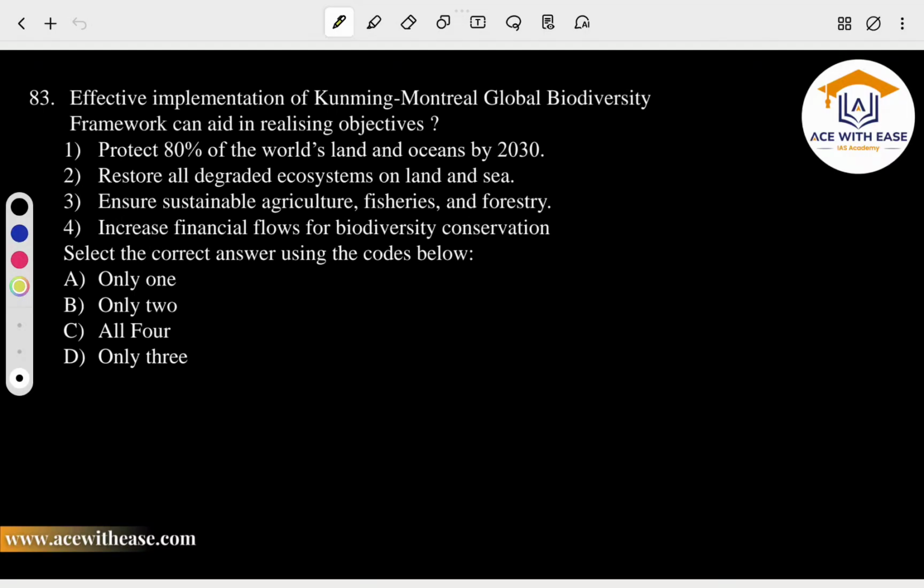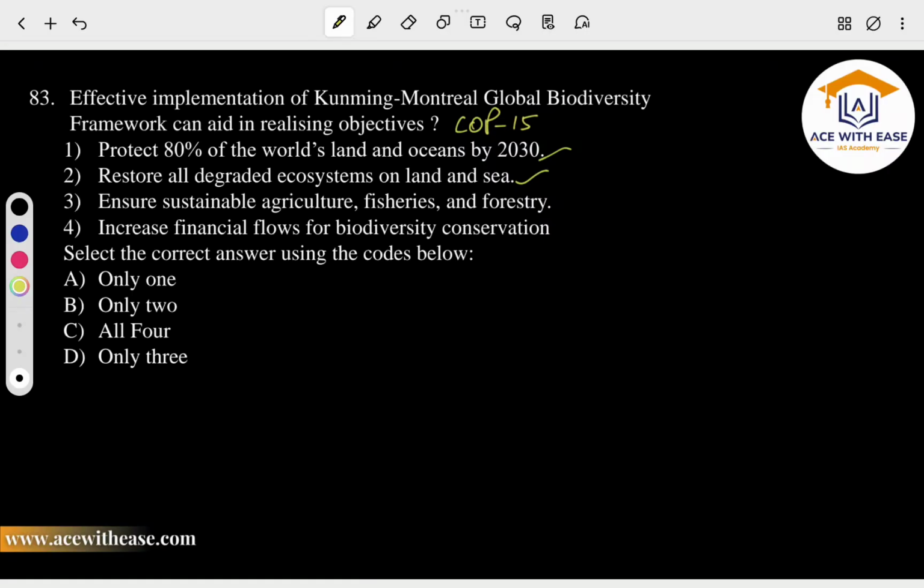83rd, effective implementation of the Montreal Global Biodiversity Framework can aid in the realization of which of the following objectives. So, protecting 30% of the world's land and ocean by 2030. Yes, this was in COP 15. In COP 15, this is where a large amount of biodiversity laws and conservation efforts were started. Second statement, restore all degraded ecosystems on land and the sea.